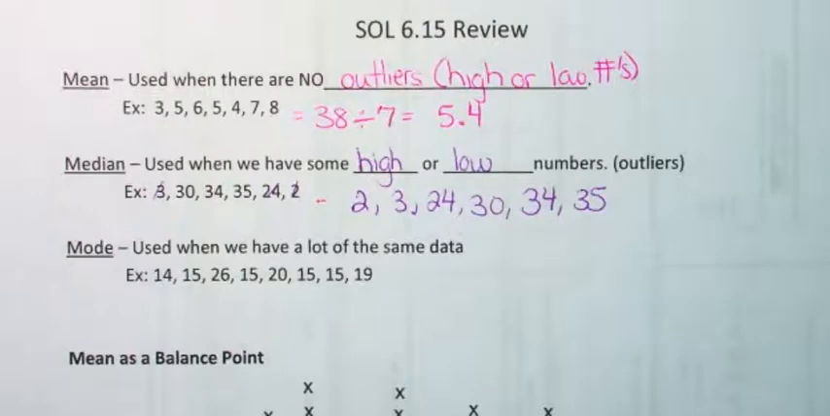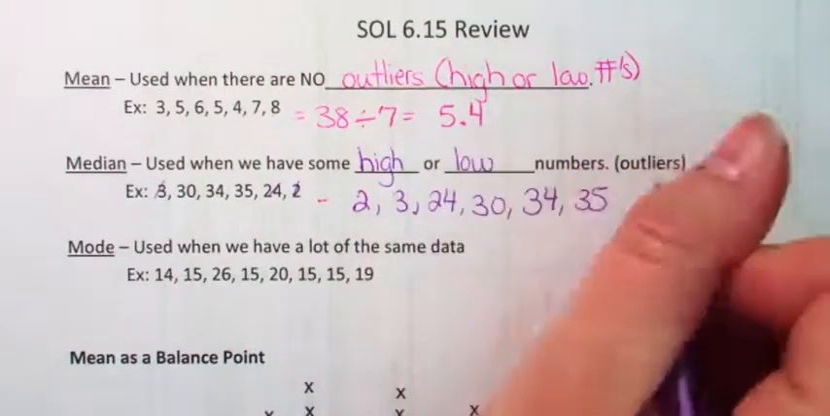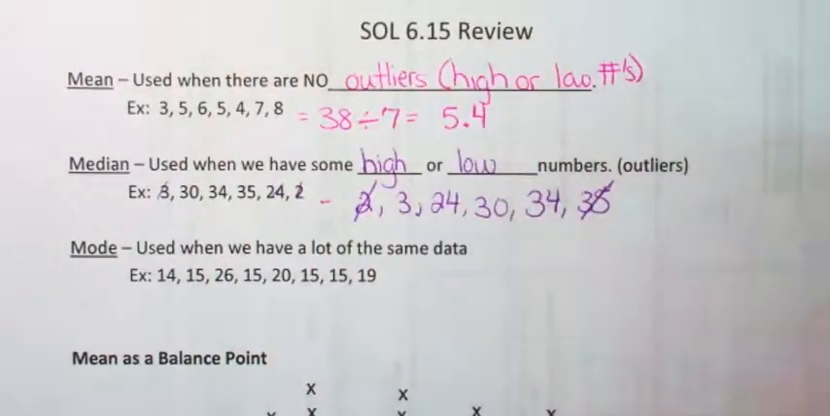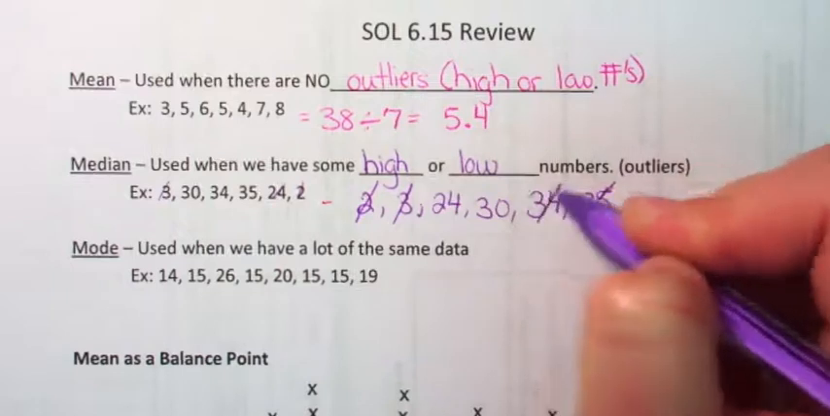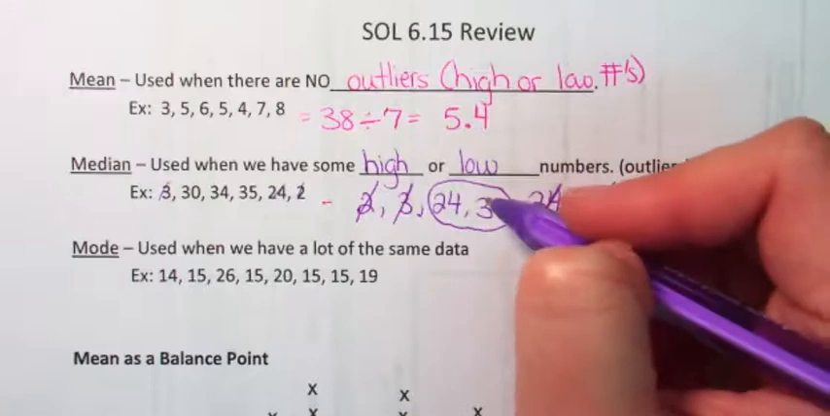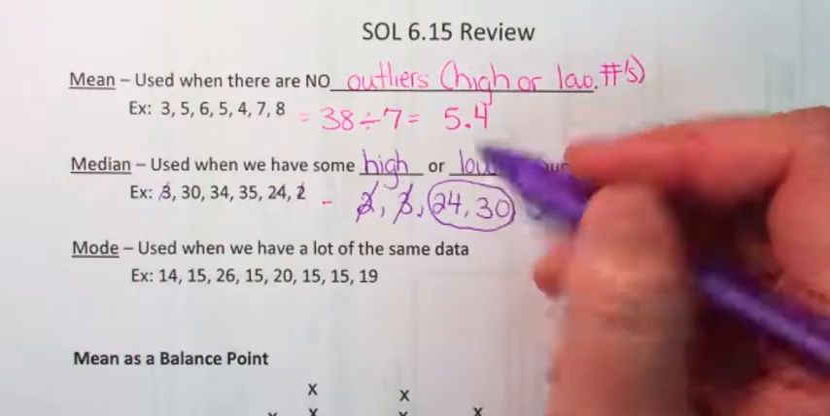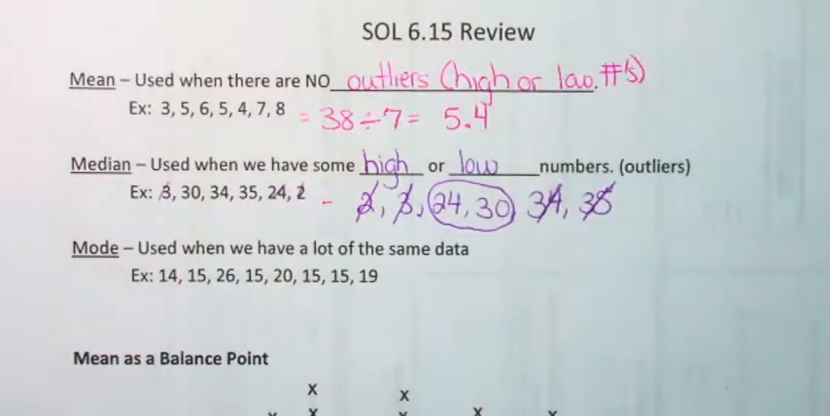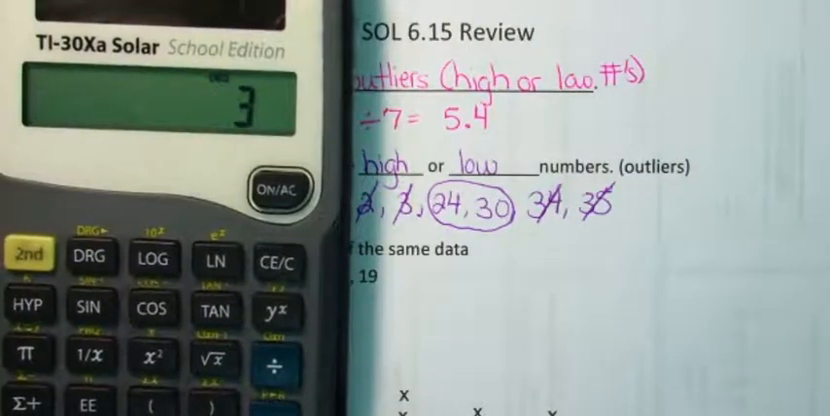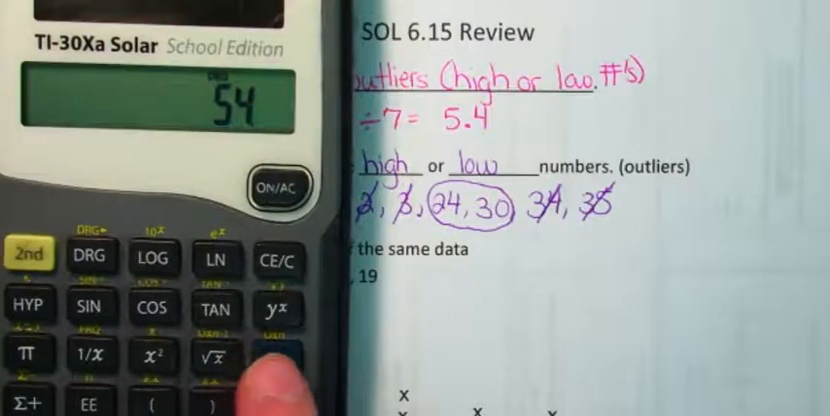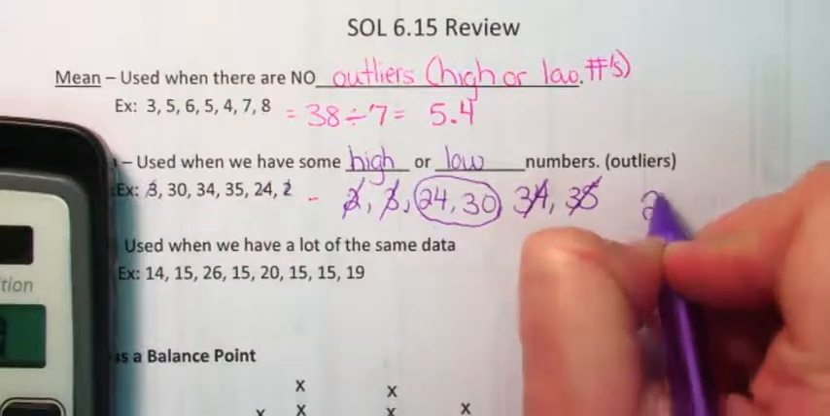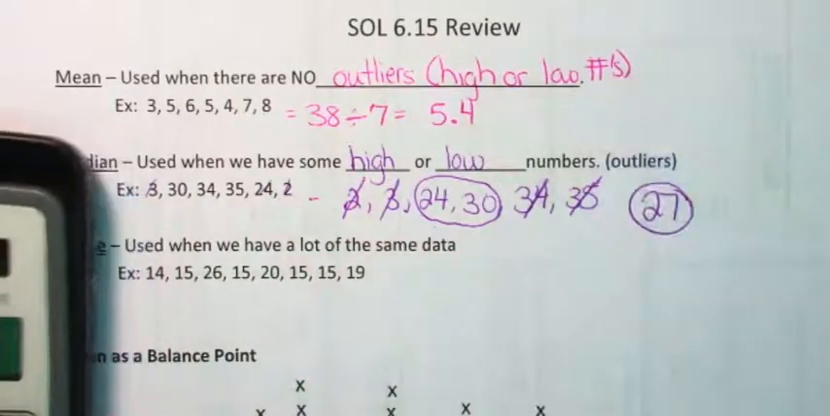So now that I have them ordered from least to greatest, we need to cross them out to determine which one is in the middle. So I'm going to cross one out on this end and one on that end. One on this end, one on that end. And I'm stuck with 2 in the middle. So when we have 2 in the middle, we need to figure out what's right between them. So we're going to add these together. So I'm going to do 24 plus 30, and then divide that by 2, which gives us 27. So our median in this case would be 27.